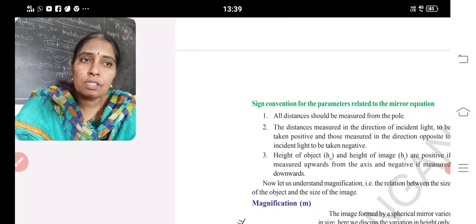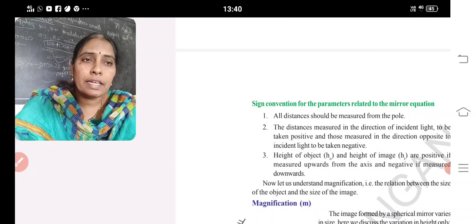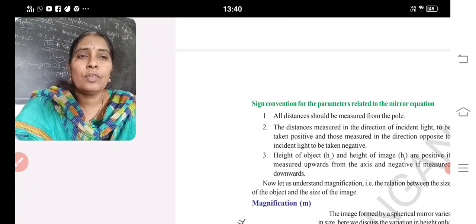Sign conventions. All distances should be measured from the pole. The distances which are measured in the direction of the incident light are taken as positive, and those measured in the direction opposite to the incident light are taken as negative. The height of the object is taken as positive if it is above the axis, and negative if it is below the axis. So these are some sign conventions.